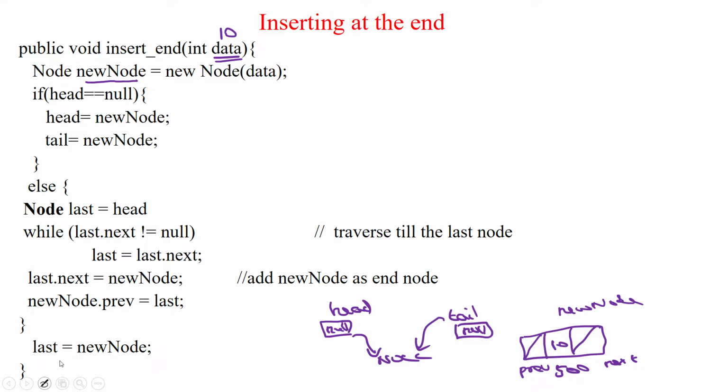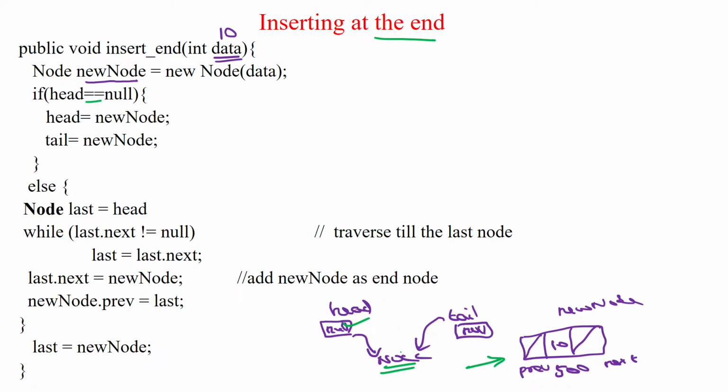Now what we want to do: we are checking if head is equal to null. Yes, head is null, so my list is empty. If my list is empty, my new node will become the first and last node in the list. Our aim is inserting the node at the end, but the list is not having any node. So the node being inserted is the last node and also the first node of the list.